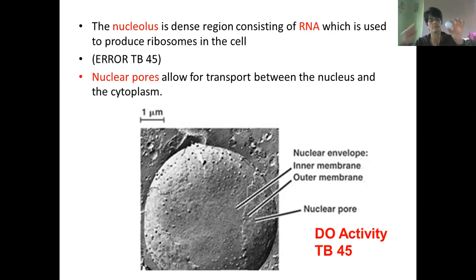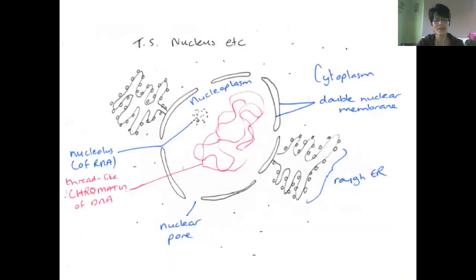As long as you remember, the nucleus is a spherical structure, and the little dimples on the golf ball represent where the nuclear pores are. And inside you've got the nucleoplasm, and suspended in that is the DNA, either thread-like or coiled up to form chromosomes, and the nucleolus, where the RNA is stored and where ribosomes are made. All right, so there's my diagram.